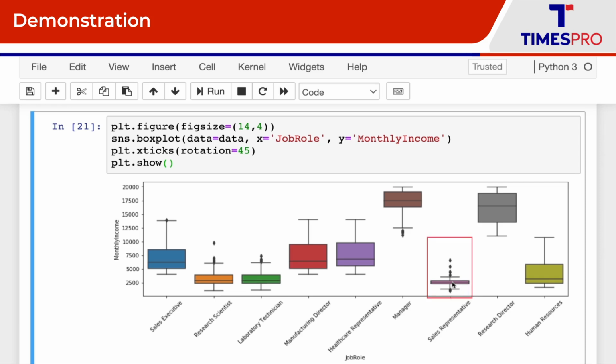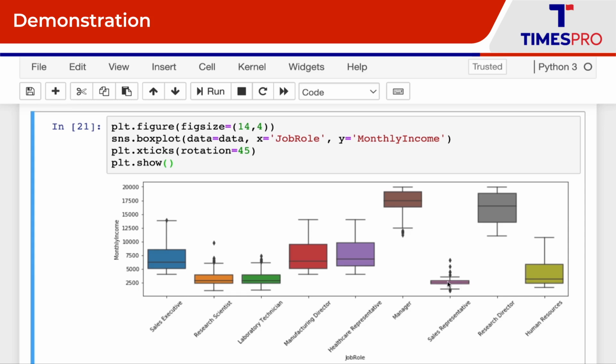When the IQR is very small, we can tell that most of the people in that particular group have similar monthly income. Whereas here, if you see, the IQR of a research director is varying, so you cannot pinpoint someone and say this is your salary. Whereas for sales representatives, I can approximately mention that their salary will be around 2500. So these are the kinds of inferences that you can make on top of box plots. Of course, you can comment on what type of distribution it is, whether it is left skewed, right skewed, normal distribution or so.